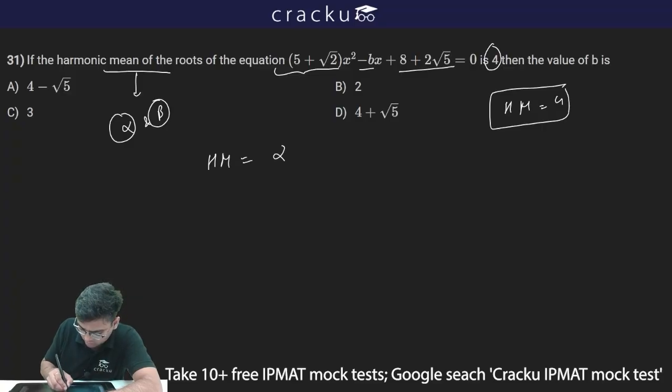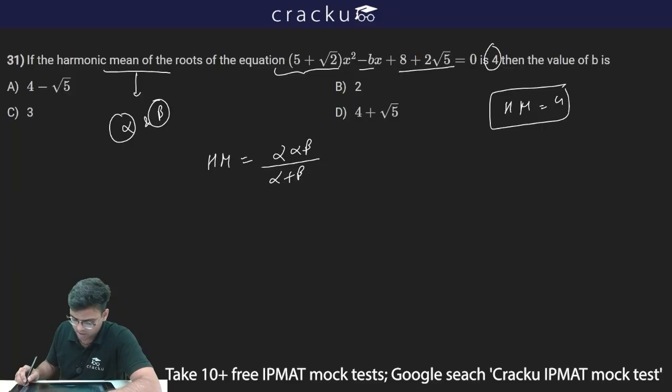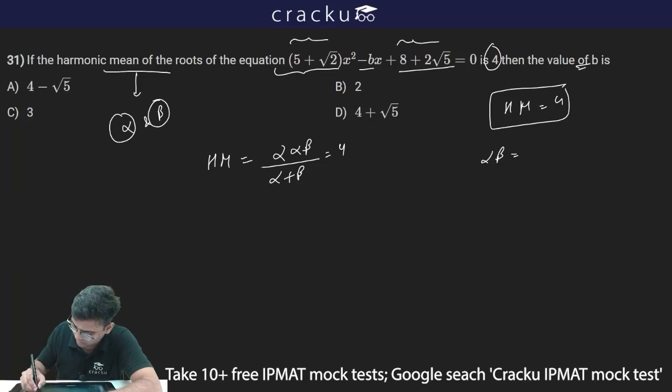Harmonic mean of the roots will be 2 times alpha into beta upon alpha plus beta. Now this is equal to 4. Now can we find out the value of alpha beta and alpha plus beta? Yes, because we are given the equation. Ultimately we have to find the value of b. So alpha into beta is c upon a, and what is c? This is c, 8 plus 2 root 5, and this is a. So 8 plus 2 root 5 divided by 5 plus root 2.